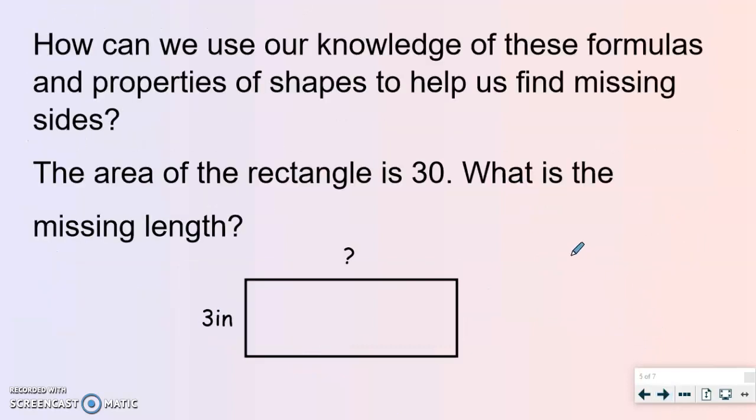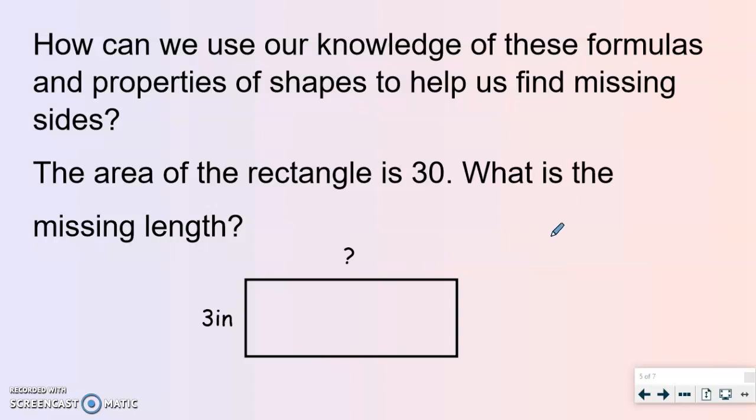All right, so how can we use our knowledge of these formulas and the properties of shapes to help us find some missing sides? So I have a rectangle here. However, I'm missing one of the measurements. I have a width here of 3 inches, and if this ever happens, they will give you some sort of measurement, either the area or the perimeter, and you're expected to use that information in order to help you figure out the missing side. So if the area is 30, what would the missing length be? So this is where we can use algebraic thinking to help us out.